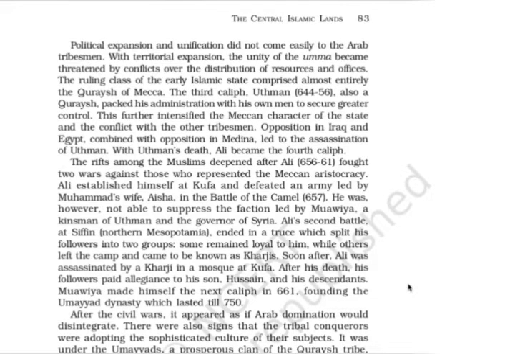governor of Syria. Ali's second battle at Siffin, northern Mesopotamia, ended in a truce which split his followers into two groups. Some remained loyal to him, while others left the camp and came to be known as Kharjis. Soon after, Ali was assassinated by a Kharji in a mosque at Kufa. After his death, his followers paid allegiance to his son Hussein and his descendants. Muawiyah made himself the next caliph in 661, founding the Umayyad dynasty, which lasted till 750.